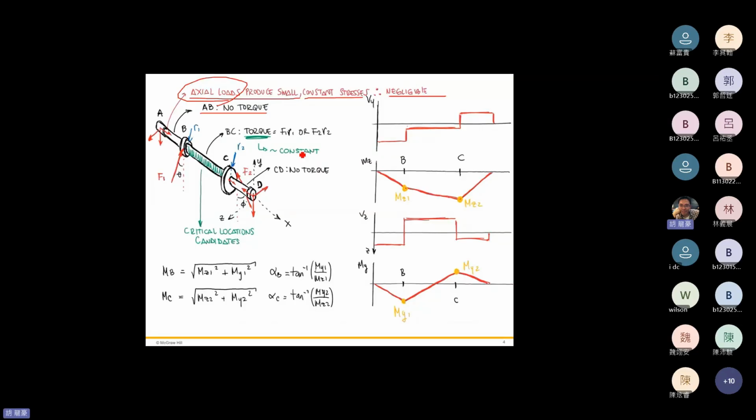Okay, is that clear? So for this free body diagram, we can plot its shear and bending moment diagram. At this end A, the axial loading can be ignored, and there's only the reaction force. Similarly, the axial loading at this point D can be ignored. We can define the resultant moment at points B and C.